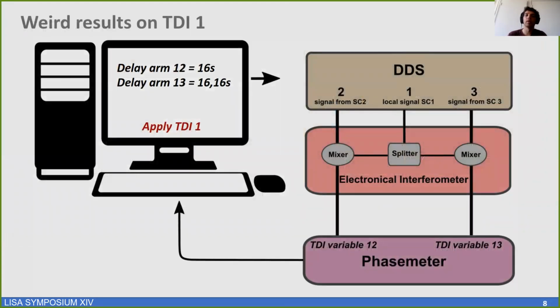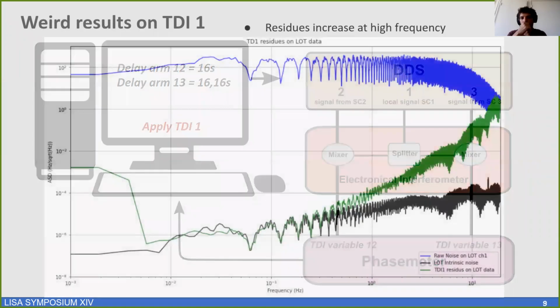So the first result we had for TDI1 was a little bit weird. I chose two fixed arms for unequal arms; LISA on table is just a classical Michelson, we don't have three arms like in LISA. So I choose different arm sizes, do the trip around LISA on table, and apply TDI on the data. And we saw this curve.